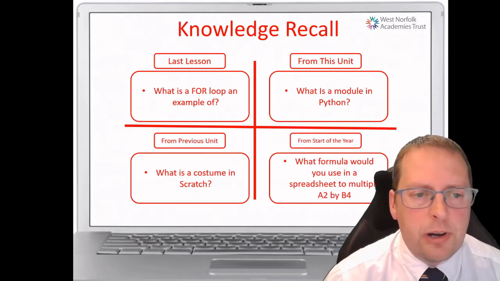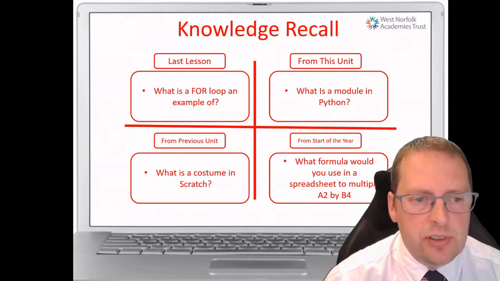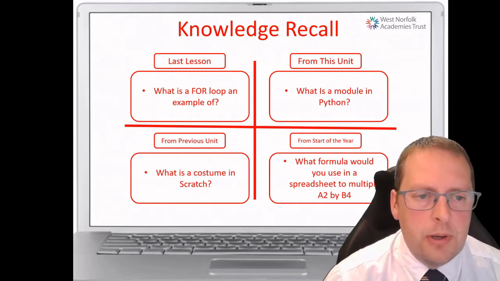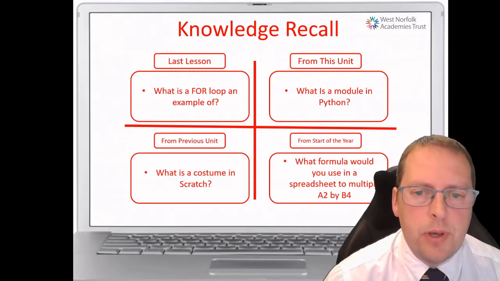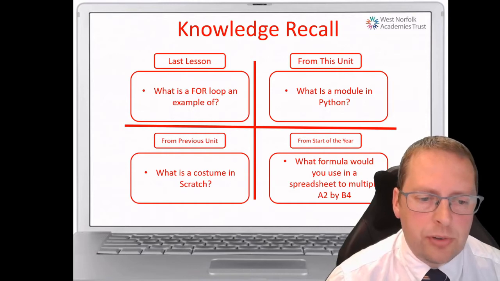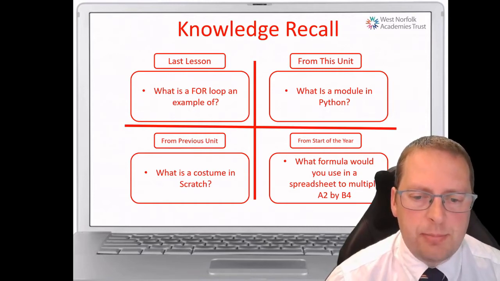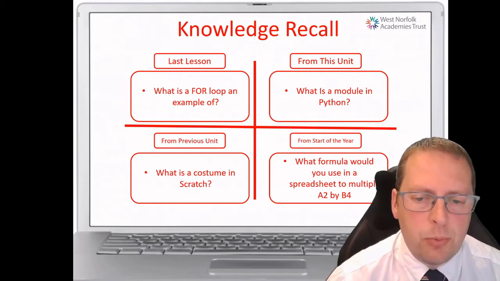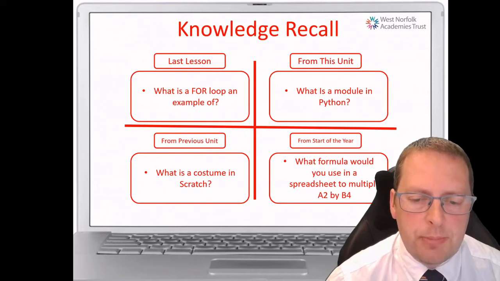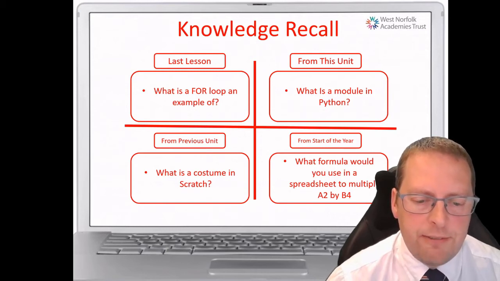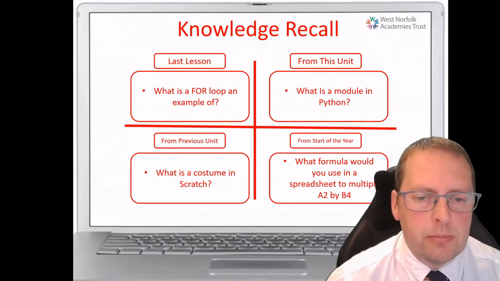In your e-portfolio, you need to answer these 4 questions. So what is a for loop? An example of? I'll give a quick answer to that one. What is a module in Python? What is a costume in Scratch? And thinking back to spreadsheets in Excel or Google Sheets, what formula would you use in a spreadsheet to multiply A2 by B4? So pause the video and answer those questions.